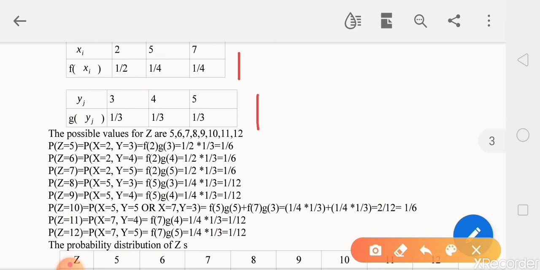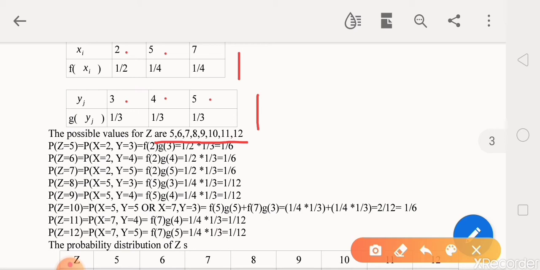Since z equal to x plus y, the possible values of z will be 2 plus 3, 5, 2 plus 4, 6, 2 plus 5, 7, 5 plus 3, 8, 5 plus 4, 9, 5 plus 5, 10, 7 plus 3, 10 already done, so we will not consider, 7 plus 4, 11 and 7 plus 5, 12. So here we have taken all possible values for z once. Now we have to calculate probability.